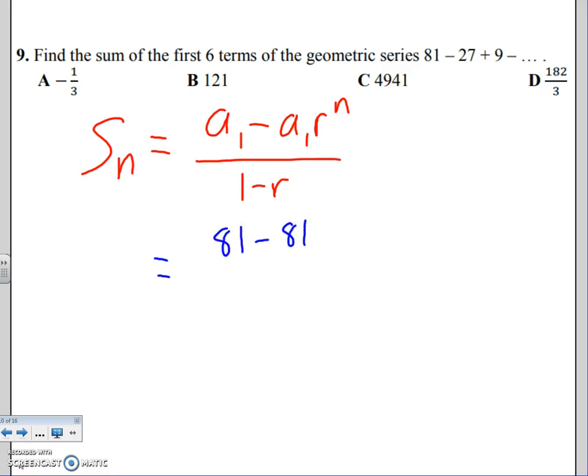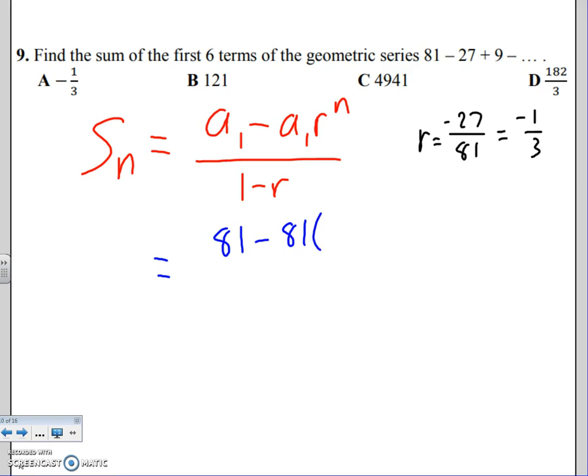Do we have r? I'll put what r is. So let's find r, the common ratio. Do the second number divided by the first number. That reduces to negative 1/3. Basically, we're dividing by negative 3. Because 81 divided by negative 3 is negative 27. Negative 27 divided by negative 3 is positive 9. Positive 9 divided by negative 3 is negative 3. That's the next term. Anyways, that is our r.